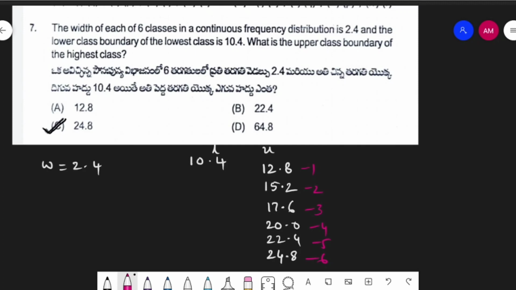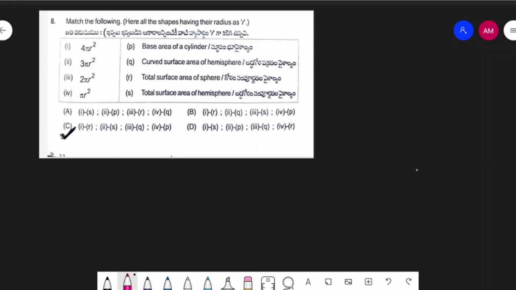6 classes. So what will be the upper boundary of the highest class? 24.8. So what is the option? This is option C. Let us move to the next problem, the 8th one. This is from mensuration, a direct question.